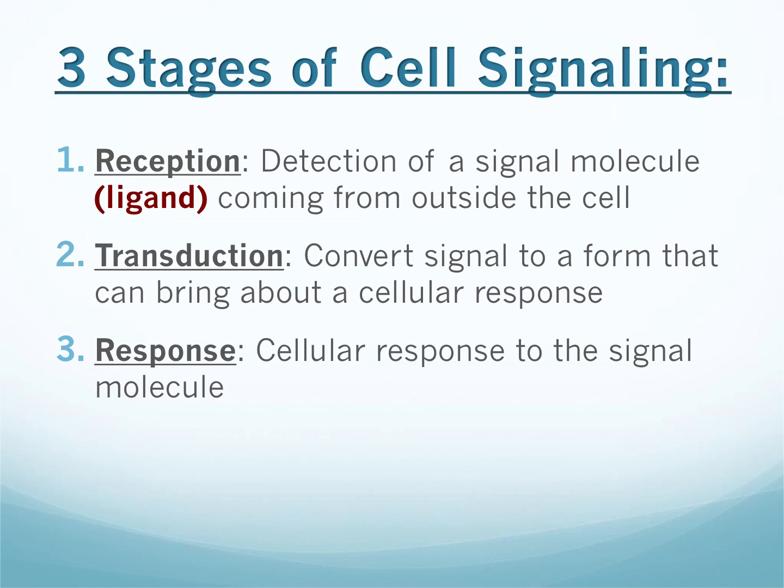The second would be transduction, or think of it almost like translation, listening to what the person on the phone is saying and figuring out what they want. So this is conversion of a signal to a form that can bring about a cellular response. And then the response is the action. What does the cell need to do? That's the action that happens at the end of the cycle.